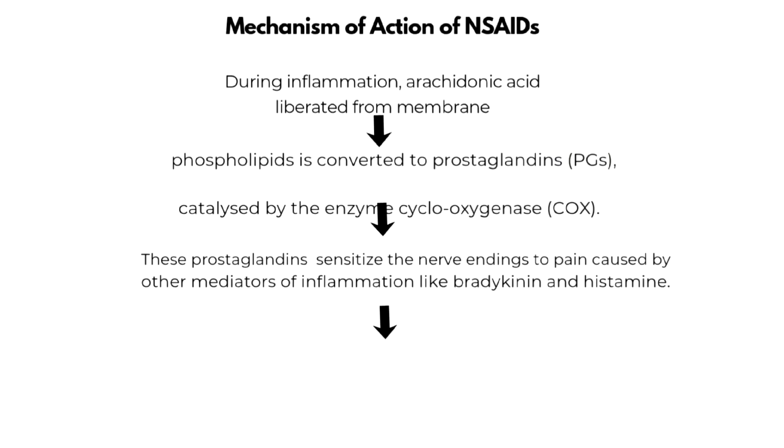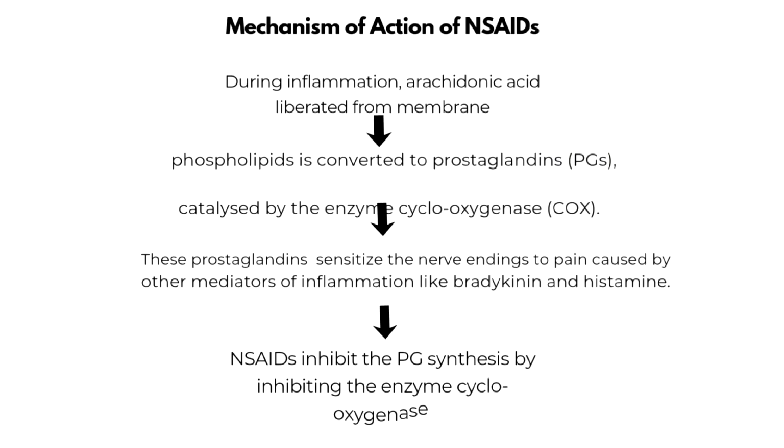Further, NSAIDs inhibit the PG synthesis by inhibiting the enzyme cyclooxygenase. This is the primary mechanism of action of NSAIDs. So remember this thing. If you don't remember the whole mechanism, remember that NSAIDs act by inhibiting the cyclooxygenase enzyme. So that was it for this video.